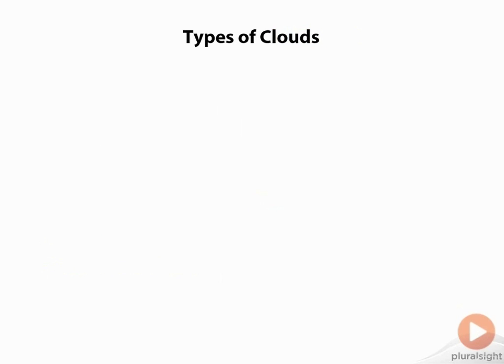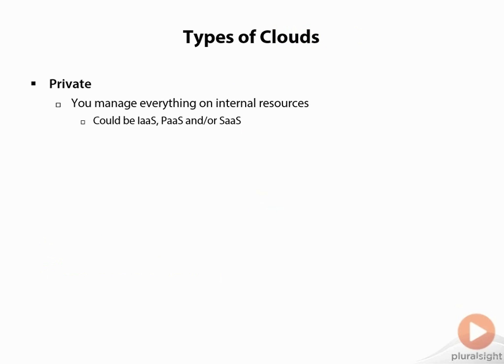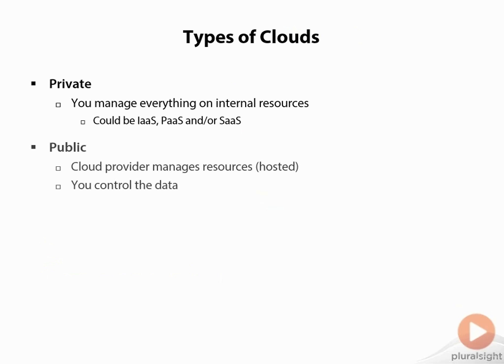All right, and then we have different types of clouds. Okay, we have private clouds where we manage everything on internal resources. And that could be IaaS, PaaS, or SaaS. And again, it basically boils down to, do you want to do everything? Do we want to manage soup to nuts from the storage, server, compute on up? Or do we want to have some type of a public offering where the cloud provider manages everything?